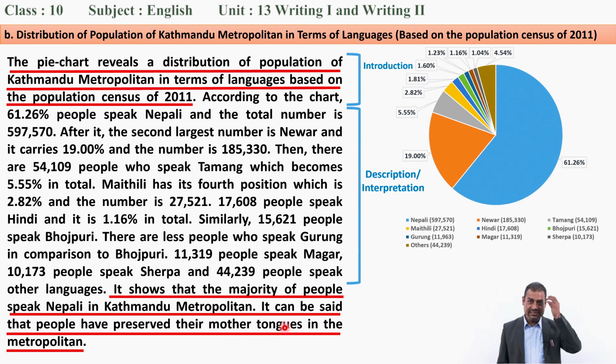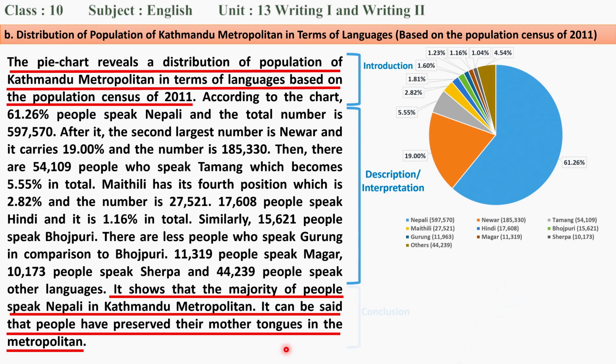Then you can write down, this is our opinion. See, it can be said that people have preserved their mother tongues in the metropolitan, and these days you can find people like to speak English, and the majority of people speak Nepali. Yet we can find there are many other communities who speak their own mother tongues. It's a matter of happiness for us because preserving our own languages. So this is how you can present your opinion as a conclusion. So have you got the idea? Good. This is how you have to describe or interpret any graphic text.